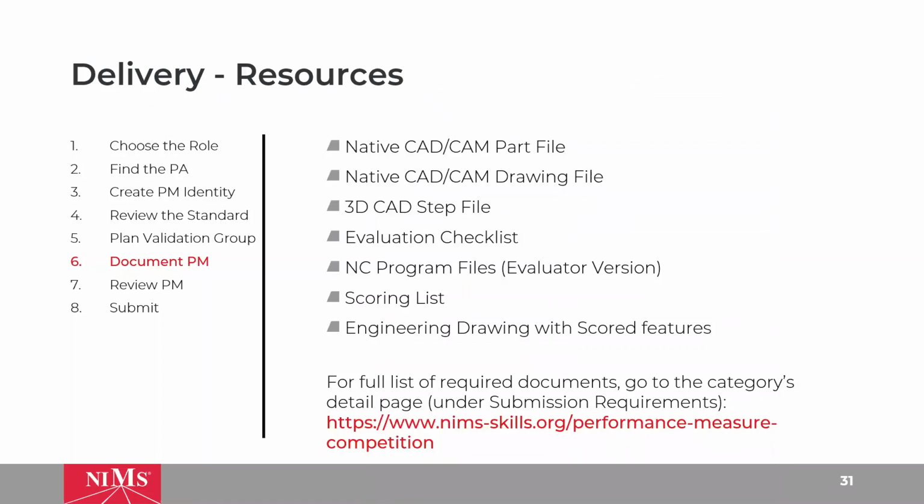Now, these are some of the resources for delivery. There's the native CAD CAM part file, the native CAD CAM drawing, the step file, evaluation checklist, the NC program files for the evaluator version, some scoring lists, and engineering drawing with scored features. So again, for the full list of required documents, because there are different required documents per role, go to this link right over here.